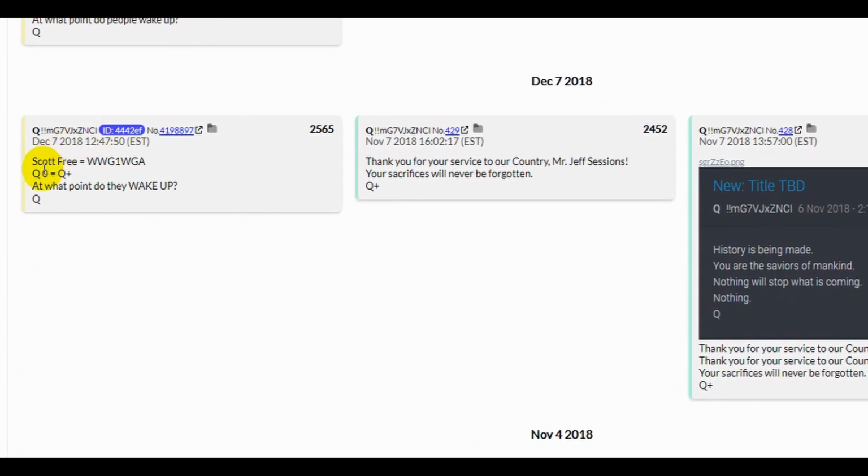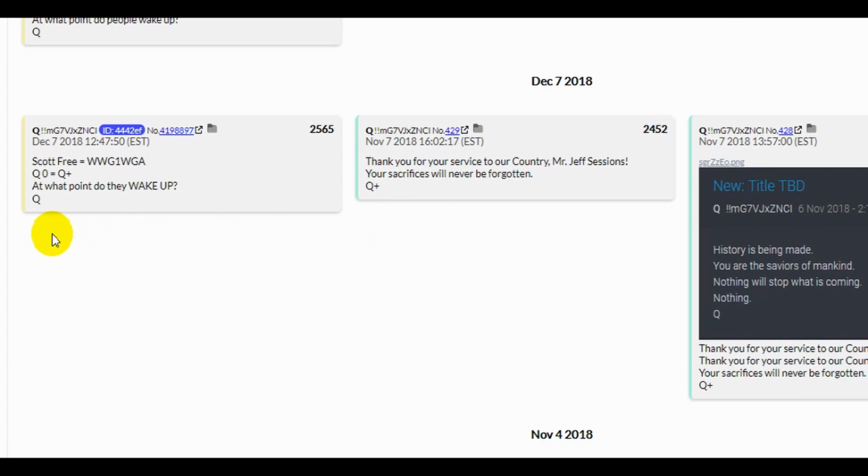December 7, 2018, we have a Q0 equals Q plus, and Q is at the bottom, suggesting that Q is the author of this post, saying that Q naught or Q0 equals Q plus. So as far as the Austin Steinbart revelations, the December 7th, 2018 post is very important in discerning the difference between Q and Q plus.